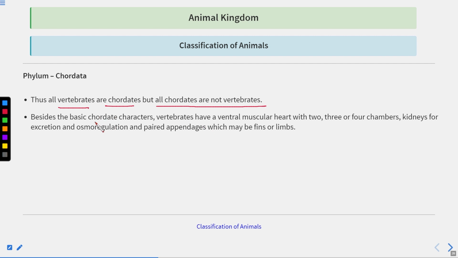Besides the basic chordate characters, vertebrata have a ventral muscular heart with 2, 3 or 4 chambers. In some organisms we can see just 2 chambers, in some 3 chambers, but in others a 4-chamber heart. They have kidneys for excretion and osmoregulation, and paired appendages which may be fins or limbs.